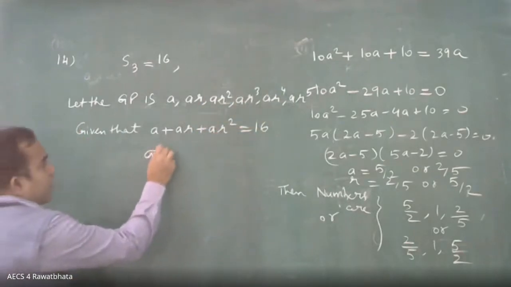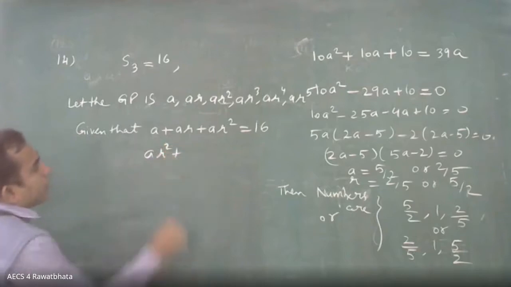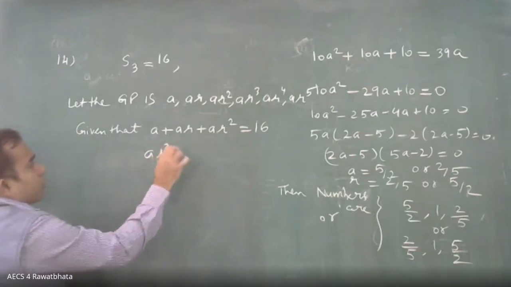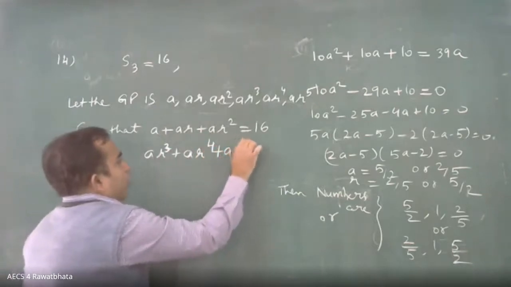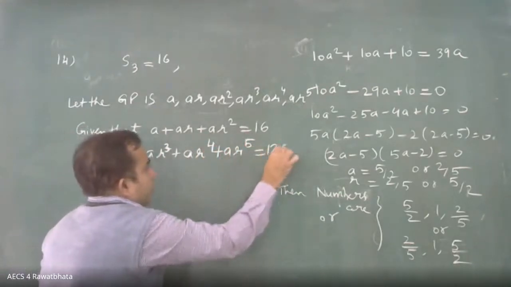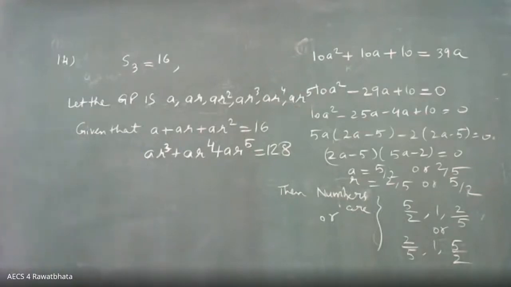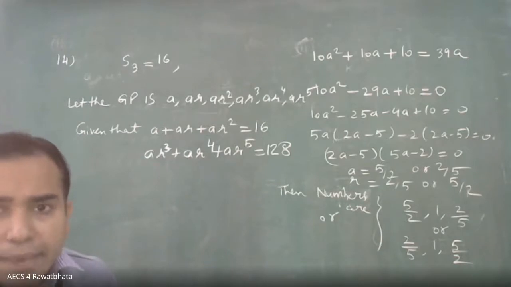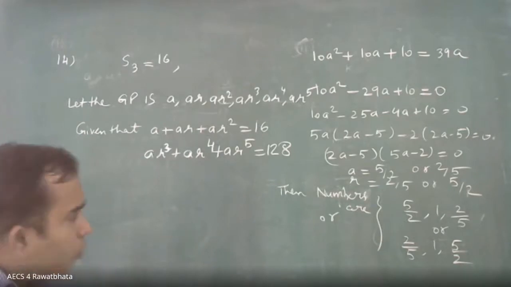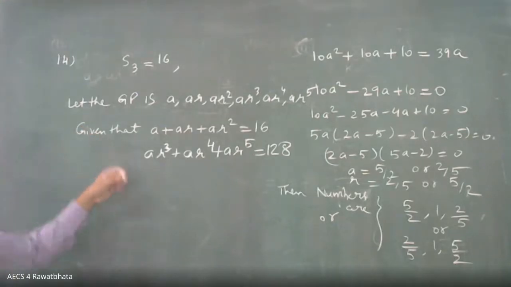Also given that AR raised to power 3 plus AR to power 4 plus AR to power 5 is equal to 128. Okay, so these two things are given and they are asking that what should be the first term, what should be the common ratio, and what should be SN. So two variables, two equations. Easy to simplify, easy to solve. How to solve?